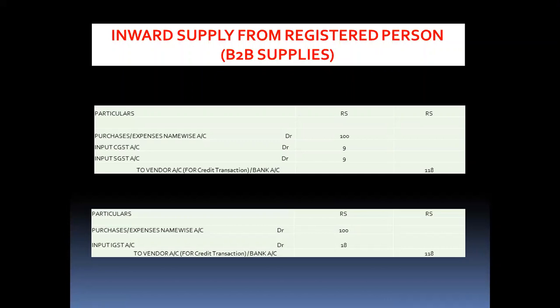The journal entry would be purchase account or the particular expense account debit, input CGST account debit, input SGST account debit, to vendor in case it is a credit transaction, or bank account if it is done for payment. This would be the entry passed for intrastate supplies. Now, in case it is interstate supply, CGST and SGST would be replaced with input IGST account.